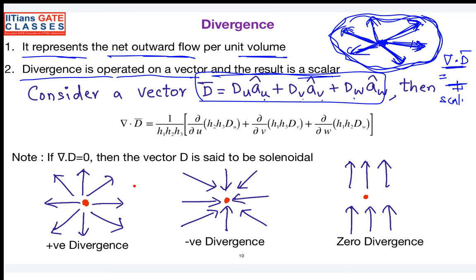Right. So in this section, we are discussing the divergence. The divergence represents the net outward flux divided by the volume. For that, I have considered a vector something like this. Divergence is defined as given by this equation.